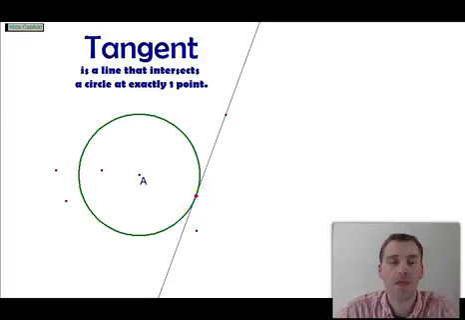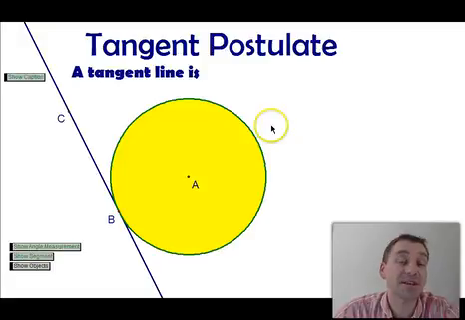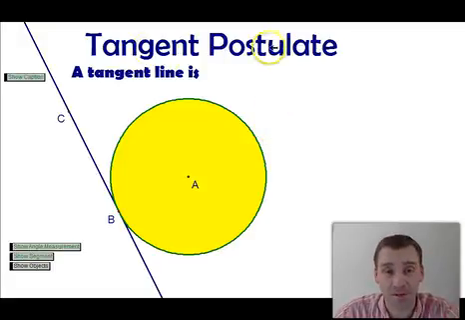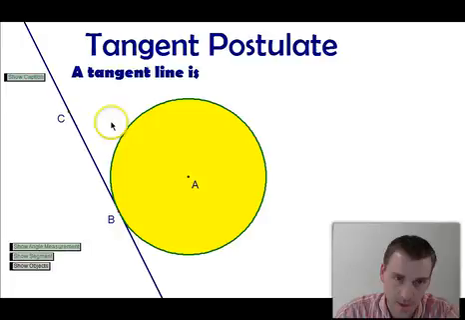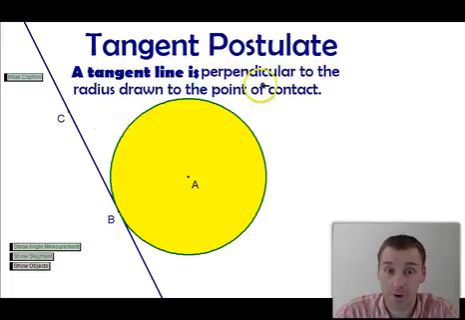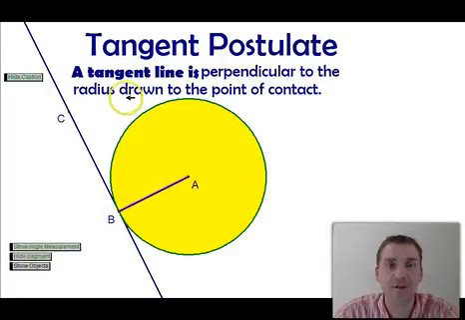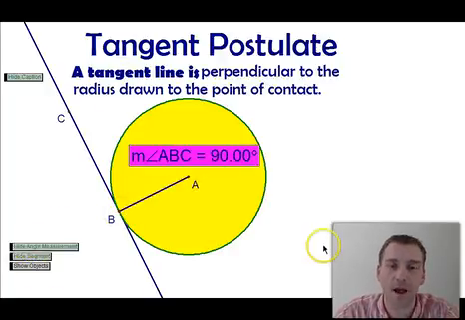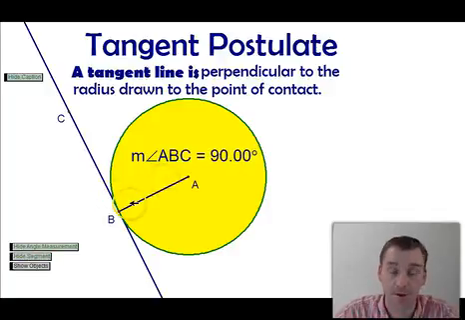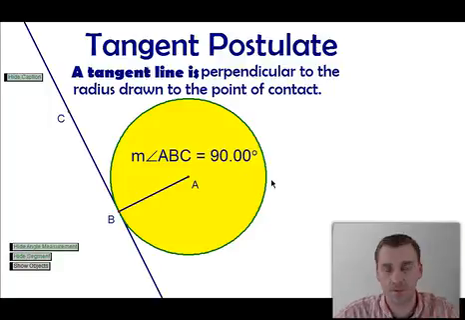Now, if you recall, there was a postulate in geometry called the tangent postulate that said if you have a tangent line, and you need to write this down, it is perpendicular to the radius drawn to the point of contact. The point of contact is the same thing as the point of tangency. That's point B. So if I draw this radius from the center of the circle to that point, the tangent postulate says it is perpendicular. That is extremely crucial for what we're going to talk about, because here's the whole idea of this video lesson.